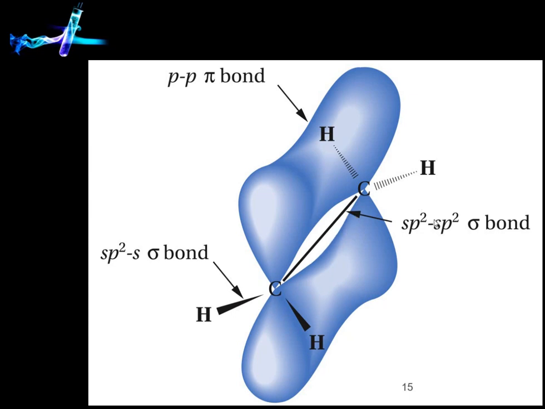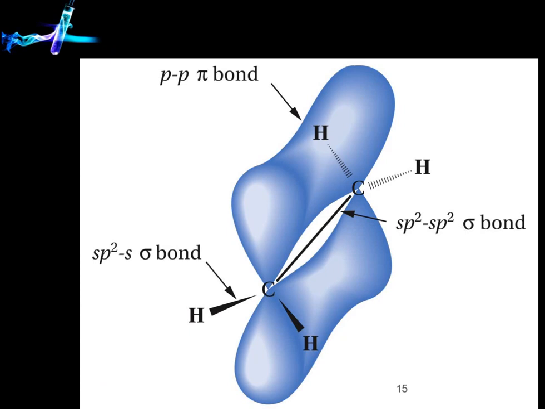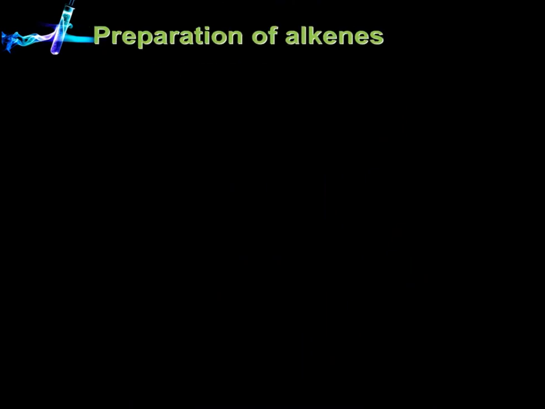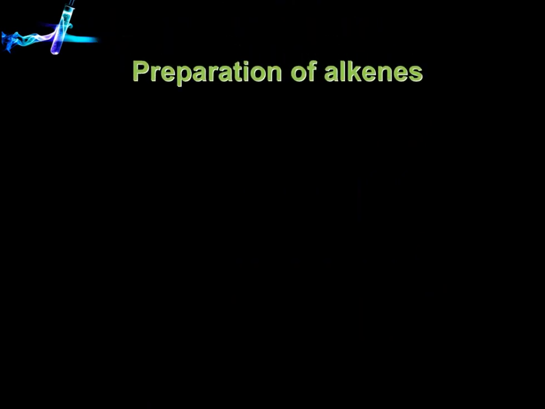In between, the sp2 hybridized orbitals combine together to make up a sigma bond. Carbon-hydrogen bonds also have sigma bonds. Now moving towards preparation of alkenes. There are two important methods for the preparation of alkenes that are discussed in your books.